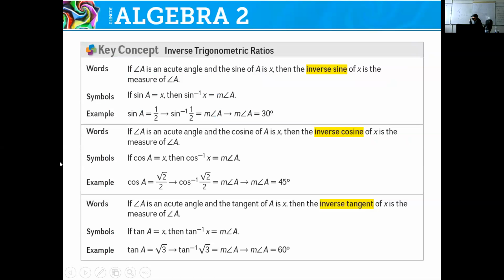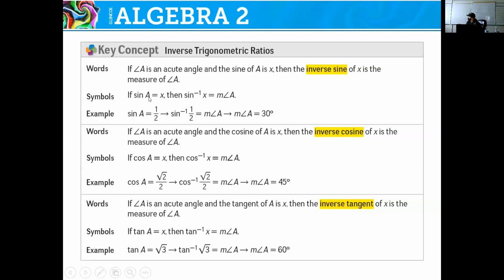All right, inverse trigonometric ratios. Okay, these we're going to be given a ratio, and then we're going to be asked to find an angle measure. Okay, so as you're reading through those, that is their whole purpose. We're given the ratio. We use inverse sine, inverse cosine, and inverse tangent to find the angle measure. So if angle A is an acute angle and the sine of A is x, then the inverse sine of x is the measure of angle A. You can see it in the symbols down here.